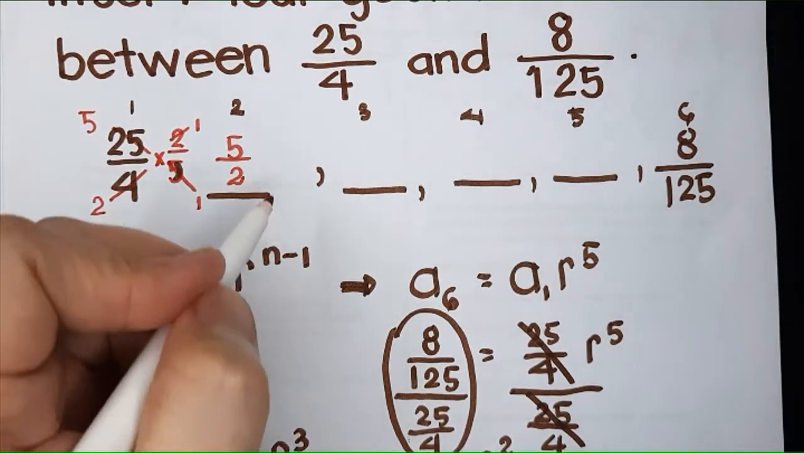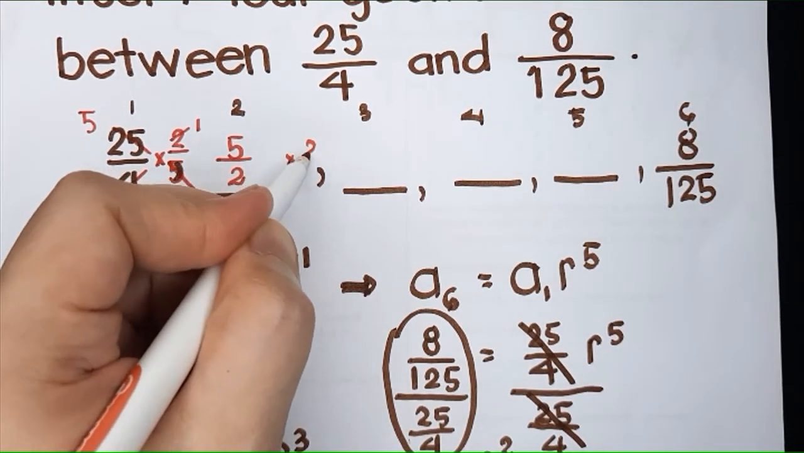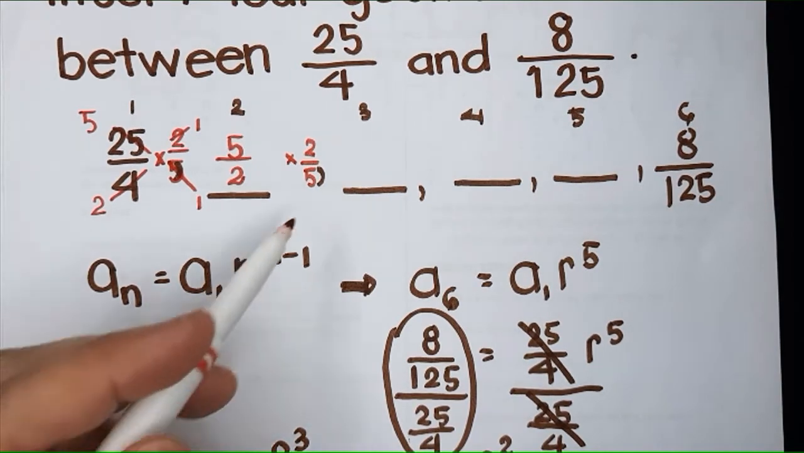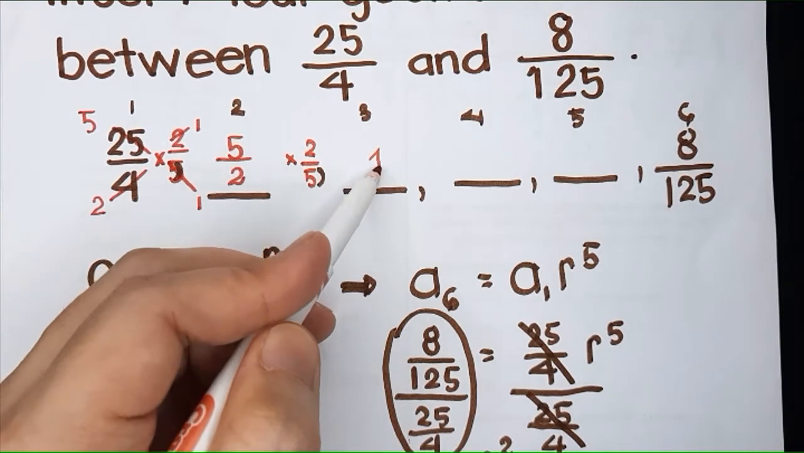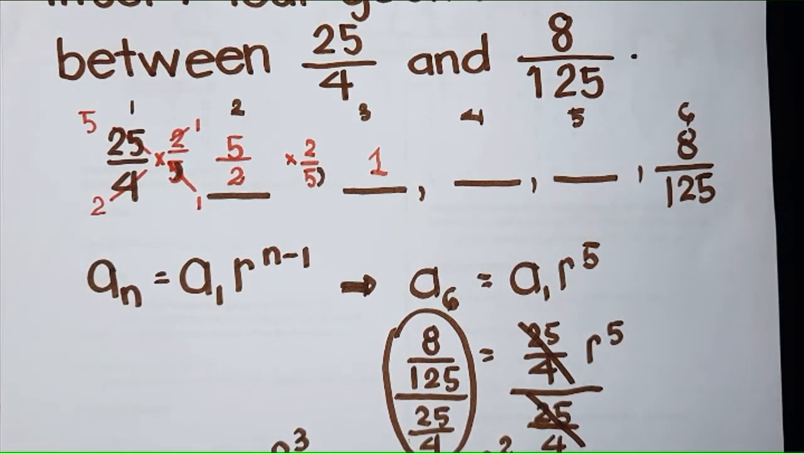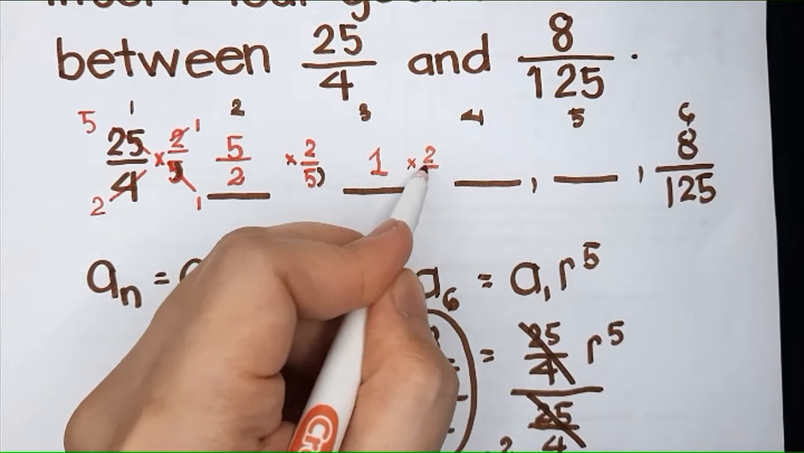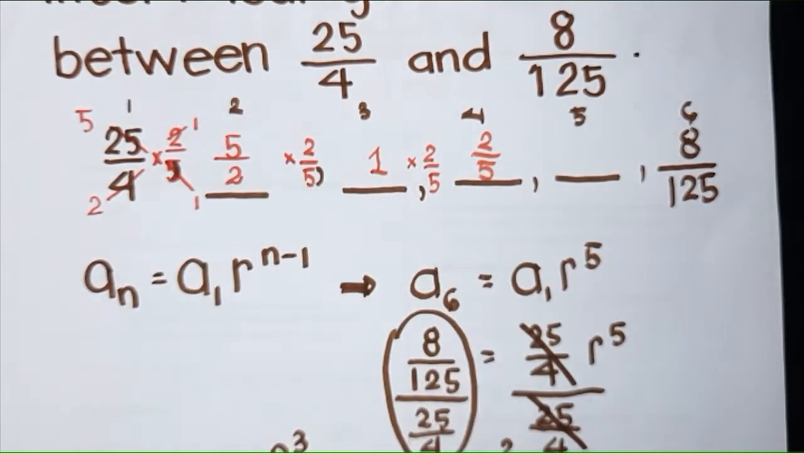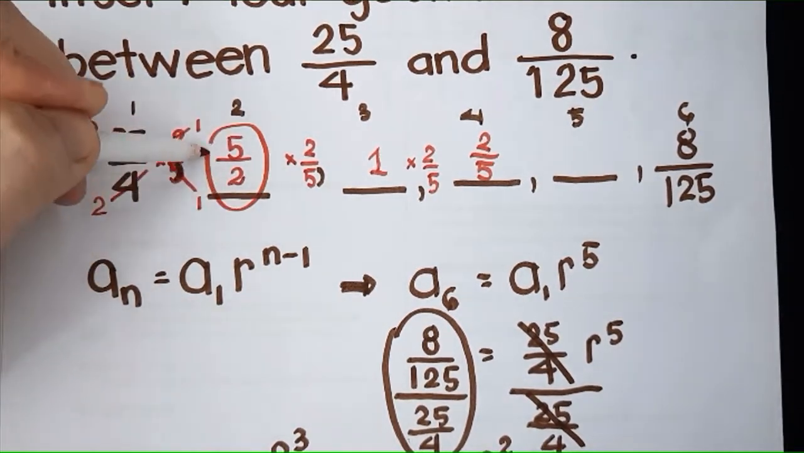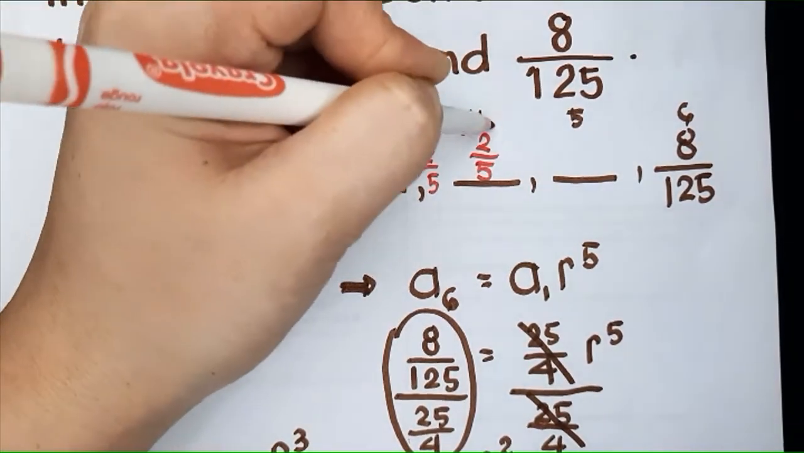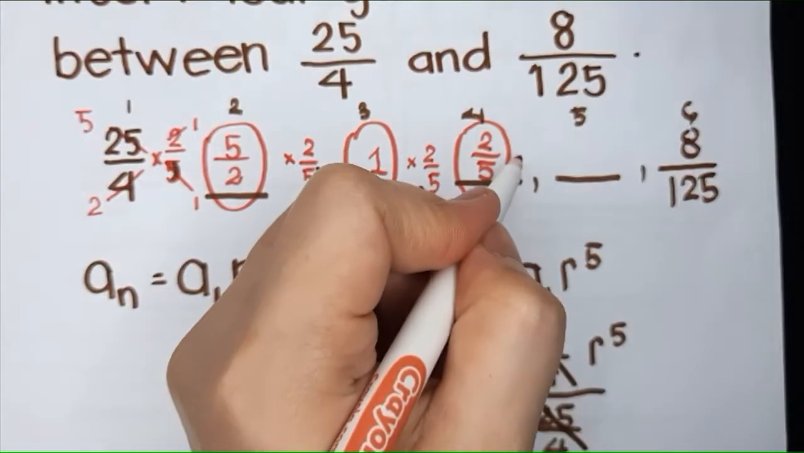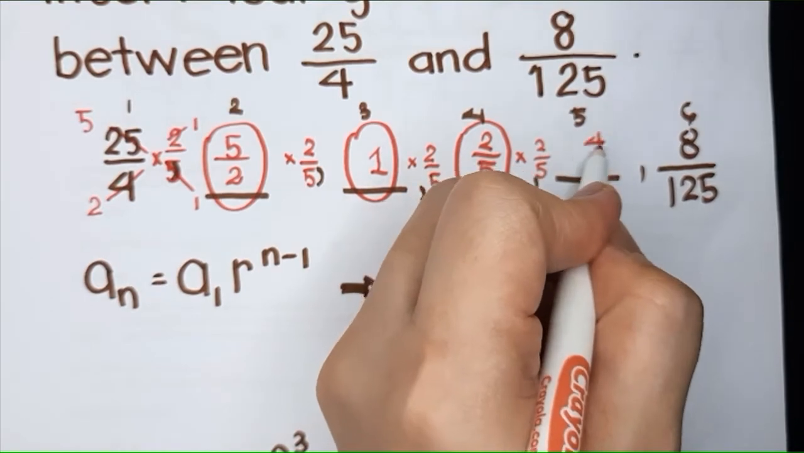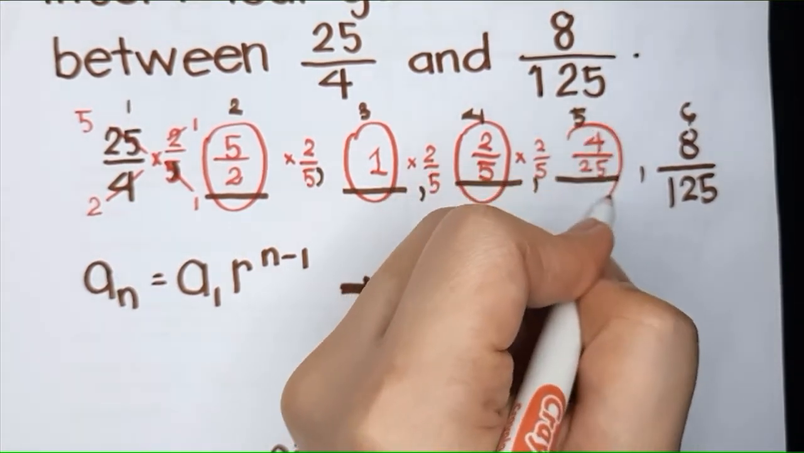Okay, what about the third term? Multiply this by 2 over 5. Because that's our common ratio. And what do you get? You see? Magka-cancel. And you will get 1. Okay? And then, multiply this again by 2 over 5. What do you get? You simply get 2/5. Okay? So, again, this is the second term. This is the third term. This is the fourth term. Okay? And then, multiply this by 2/5. What do you get? You will have 4 over 25. This is the fifth term.